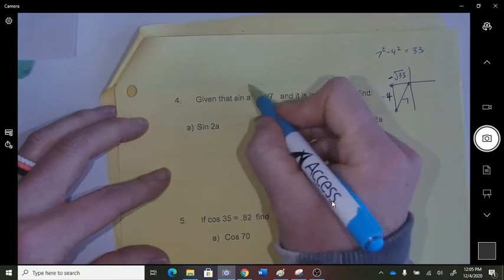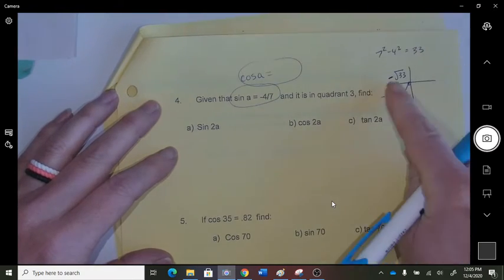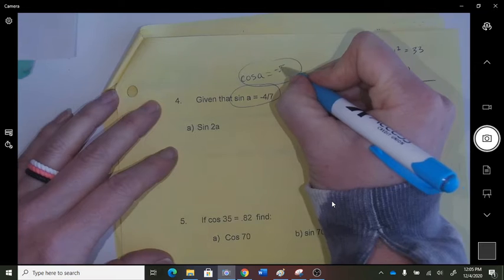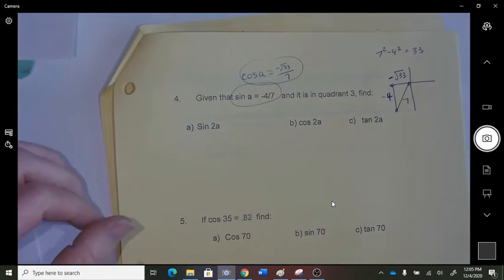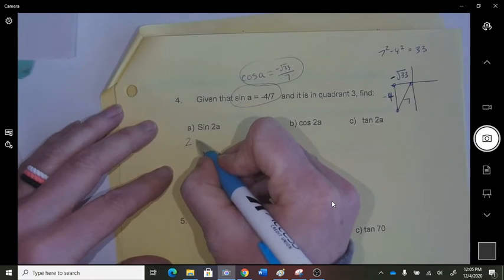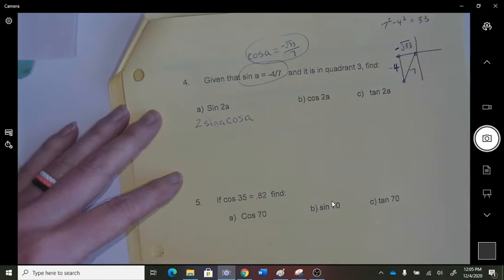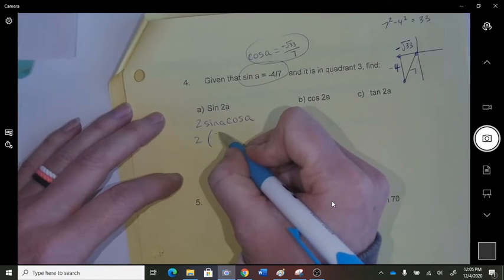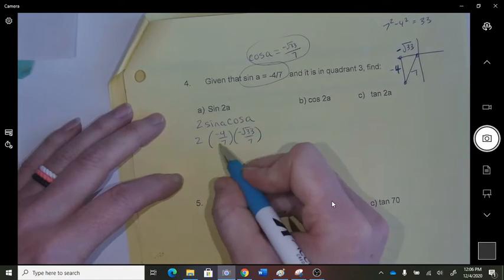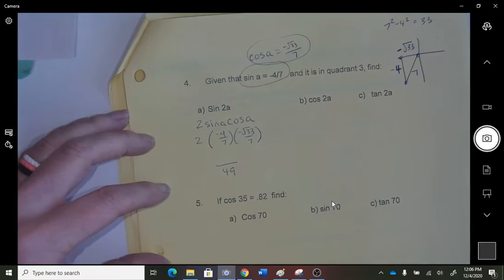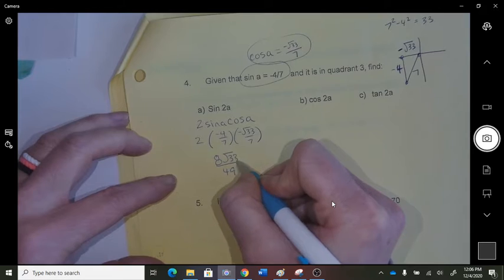Okay, so we have the sine ratio. I'm going to write the cos ratio, which is negative root 33 over 7, x over r. Okay, so here's the formula that I would be using from my formula sheet. So 2 times the sine ratio, cos ratio. So I can see the bottom is 49, and this would be positive 8 root 33.